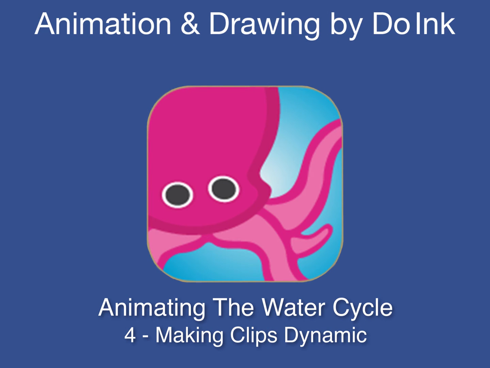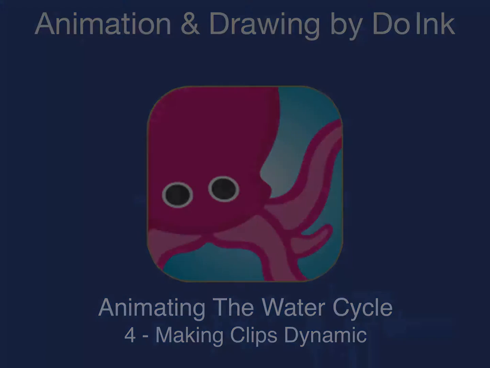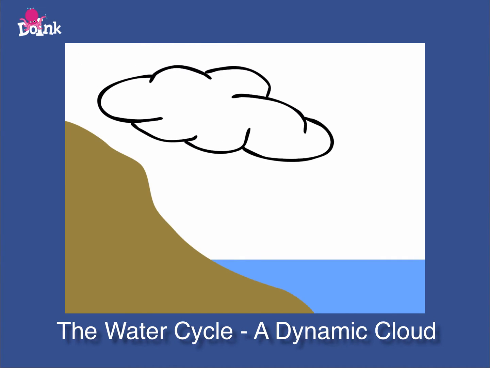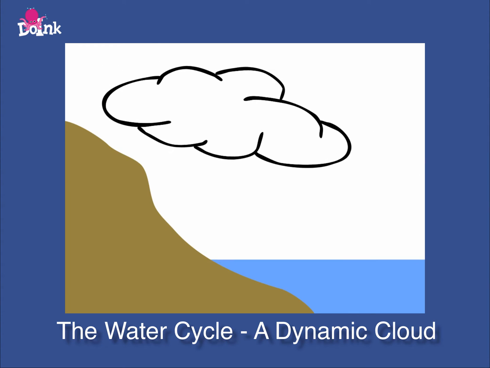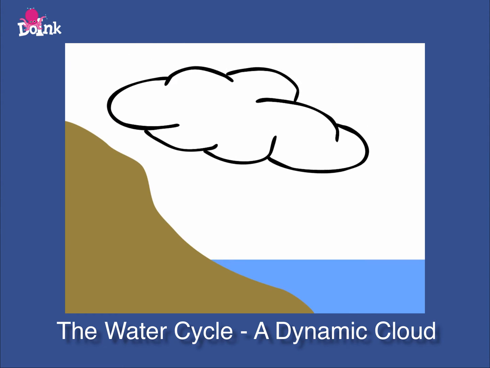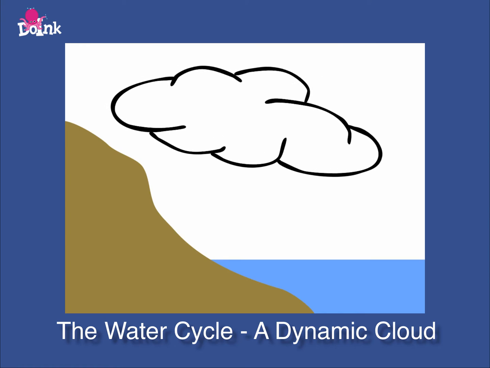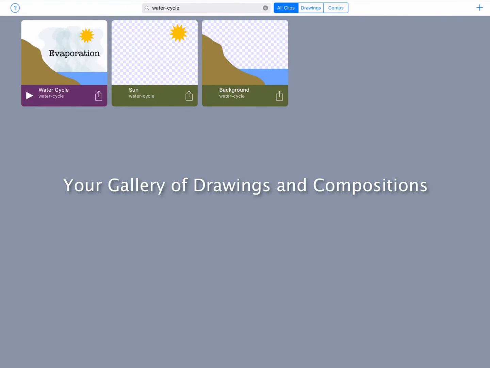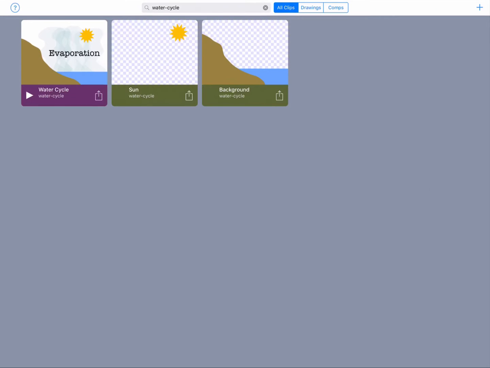In our first 3 tutorials, we showed how to combine drawings, doing art props, and text to create a composition. In this tutorial, we're going to show how to make an element dynamic, meaning to make it move and/or to change its size over time. Let's begin with the water cycle composition we created in the previous tutorial. We want to show the process of condensation by creating an expanding, moving cloud.